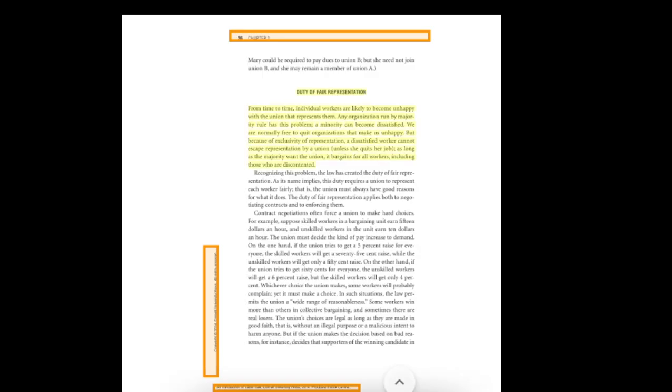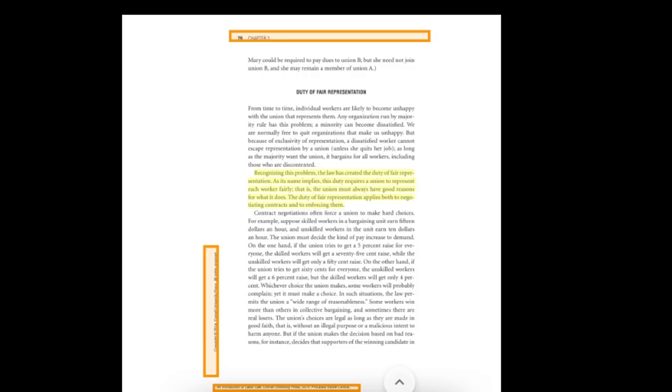Duty of fair representation. From time to time, individual workers are likely to become unhappy with the union that represents them. Any organization run by majority rule has this problem. A minority can become dissatisfied. We are normally free to quit organizations that make us unhappy. But because of exclusivity of representation, a dissatisfied worker cannot escape representation by a union, unless she quits her job. As long as the majority want the union, it bargains for all workers, including those who are discontented.